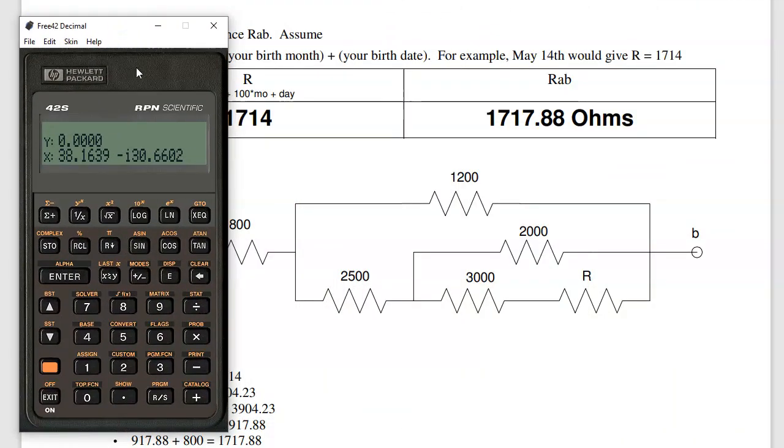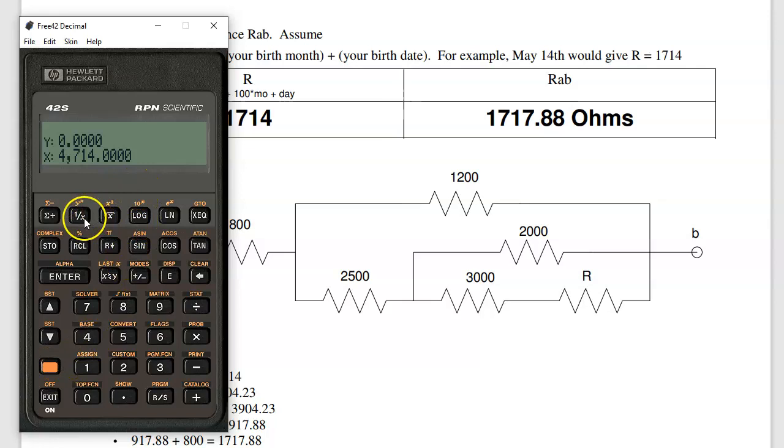And kind of showing off the HP calculator, which I highly recommend. If I have 1714, push that on the stack and add 3000 to it. I know there's no equals button. This is all based on stacks. Once you get the stack set up, you can add them.